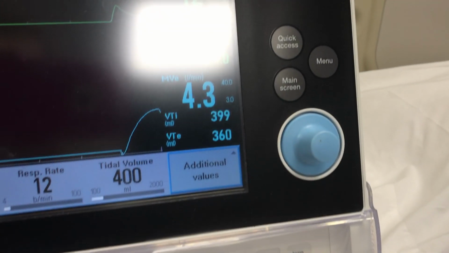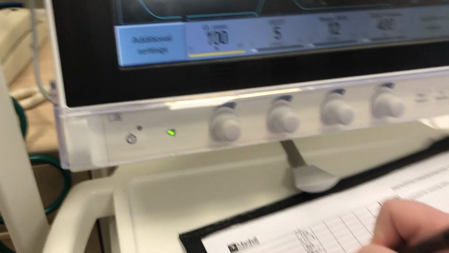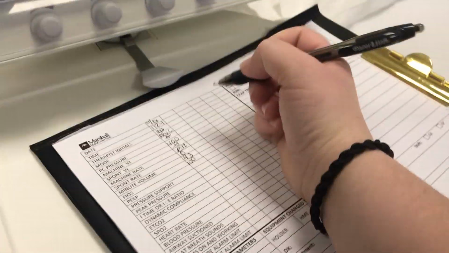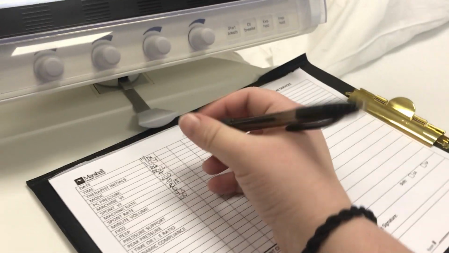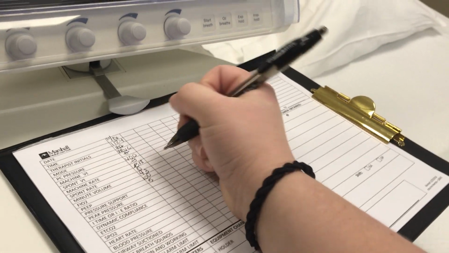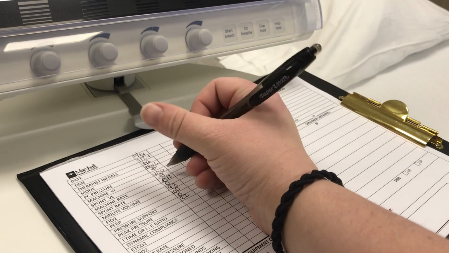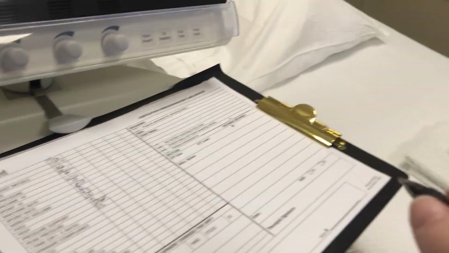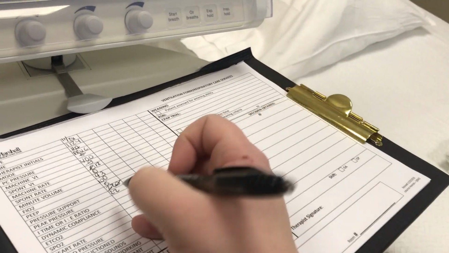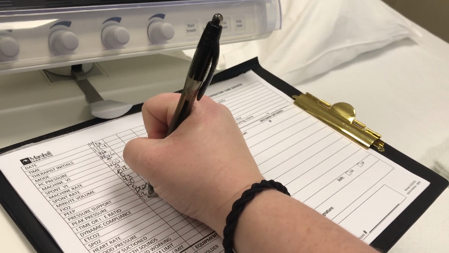My minute volume's in this corner, so I can write it down. My FiO2 is 100%, being that I only have one air supply, I have to run it on 100%. My PEEP is 5. My peak pressure is 22. My eyes are crossing when I look up. Okay. So my I:E ratio is 1:4.